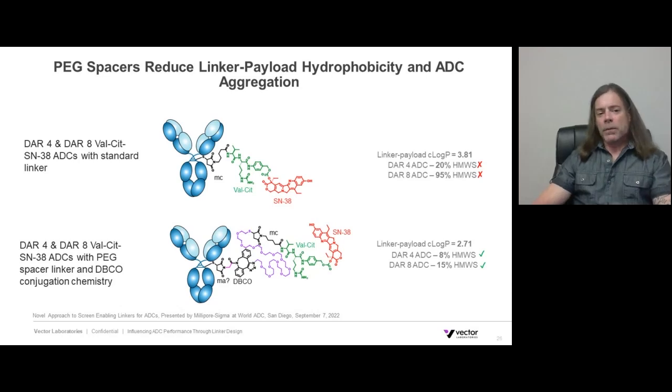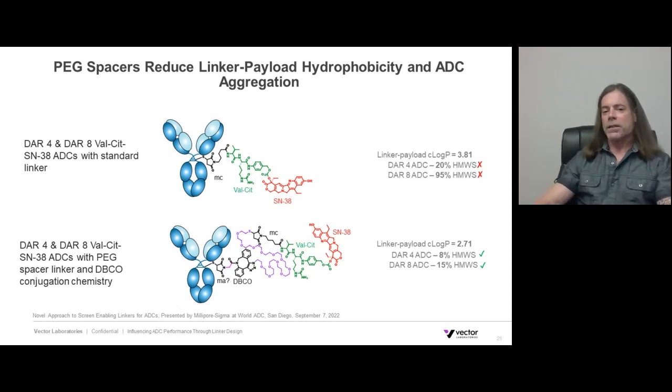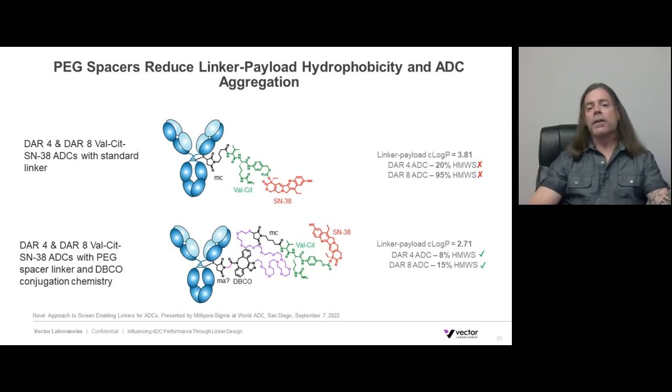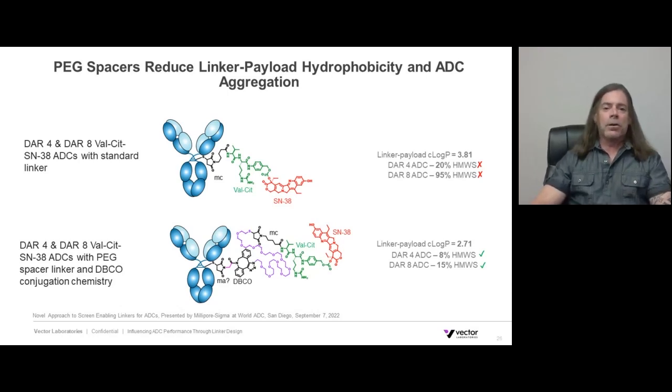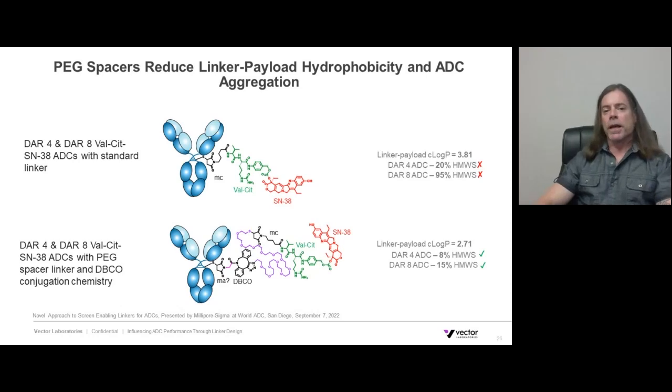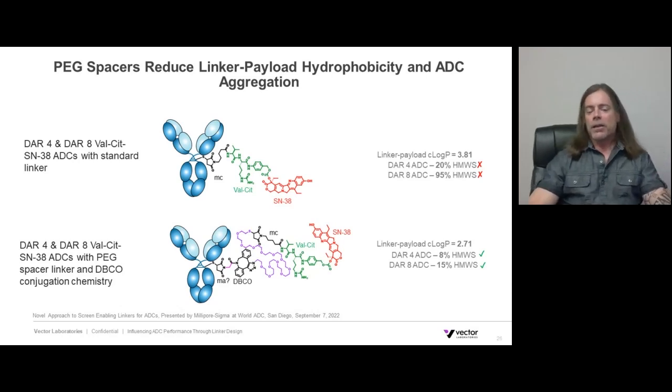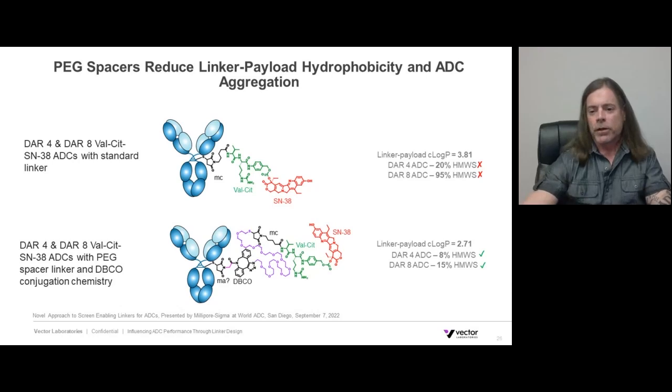In the example on the bottom, we have some DAR4 and DAR8 Val-Cit SN38 ADCs. Now they've incorporated the hydrophobic DBCO moiety to use click chemistry. Very hydrophobic reactive group, but they've offset that by putting a PEG-12 spacer in between there. Over on the right, we see that they did indeed reduce the C log P of that linker payload, and this provides a DAR4 ADC with only 8% aggregate and a DAR8 ADC that's only 15% aggregate. That's a significant improvement from the example on the top. So these examples show that PEG spacers can reduce linker payload hydrophobicity and ADC aggregation if you have a problematic combination of cleavable trigger and payload.